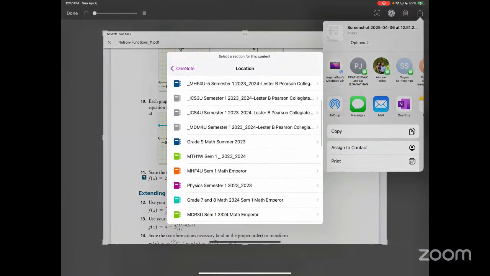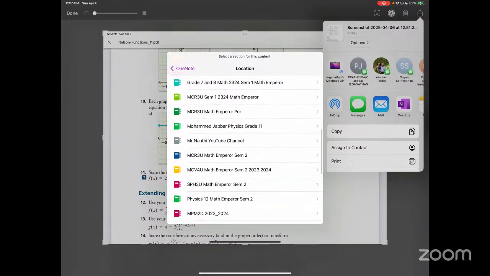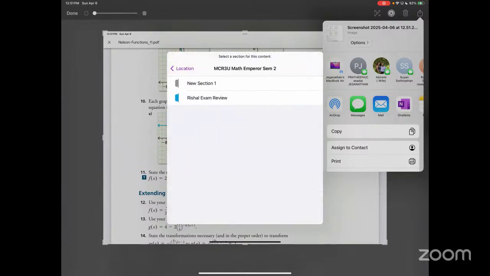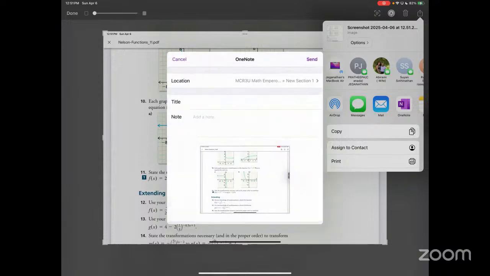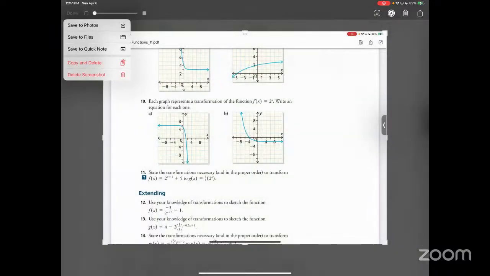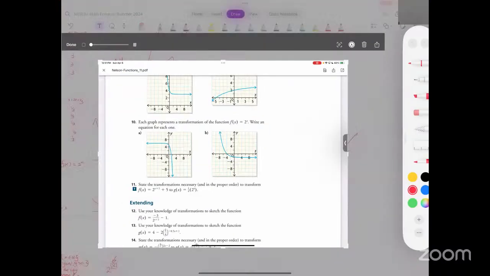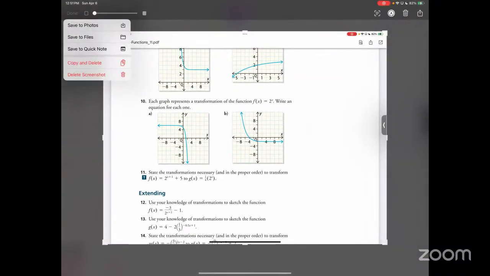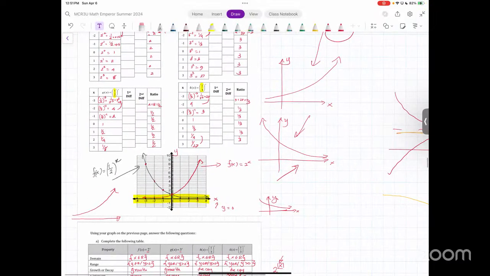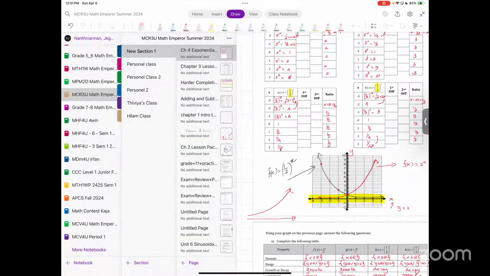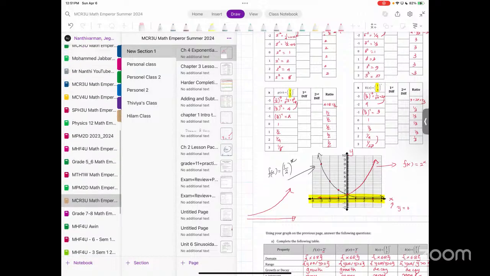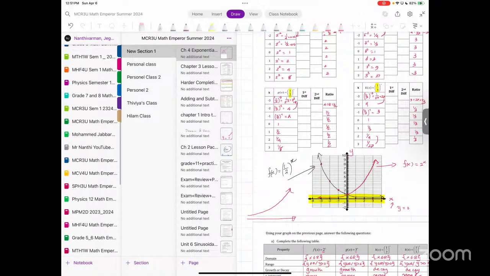MCV4U, I want to move this to my MCR3U, math temporary semester 2. Okay. I think it's moving to the right section. Hopefully it's moved to the right section. MCR3U semester 2. I'm not sure where it's being moved. No. Oh, that's moved to the wrong place. That's okay. MCR3U semester 2. Let's move to the wrong place.